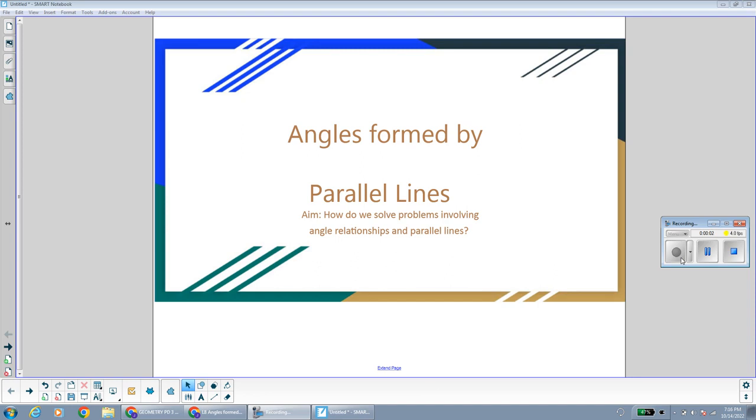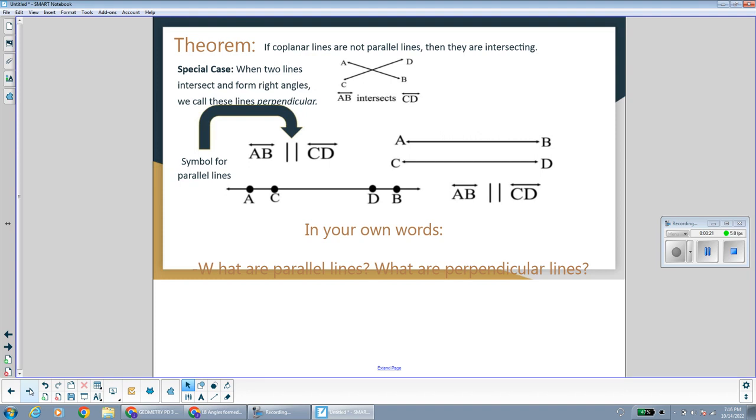In this video, we're going to talk about angles formed by parallel lines, which was the major topic that you learned in geometry this past week. We're going to talk about the different angle relationships that are formed when parallel lines are cut by a transversal and how to solve problems using these angle relationships.